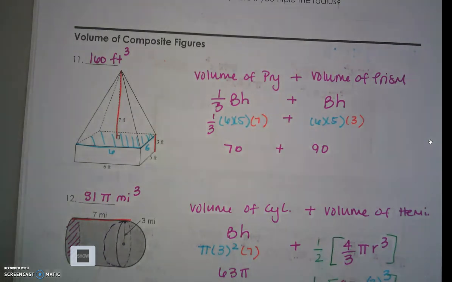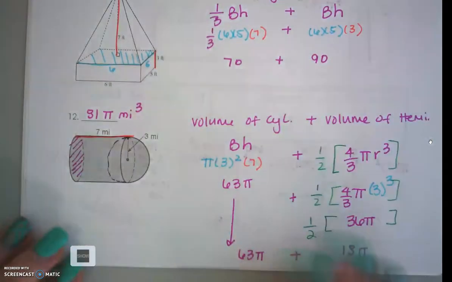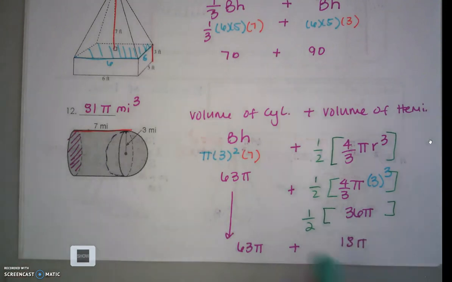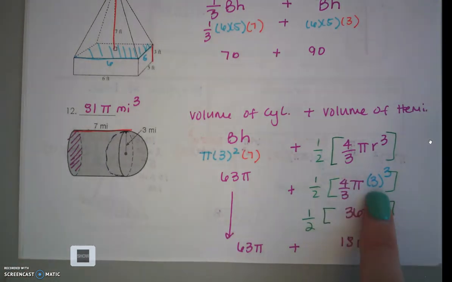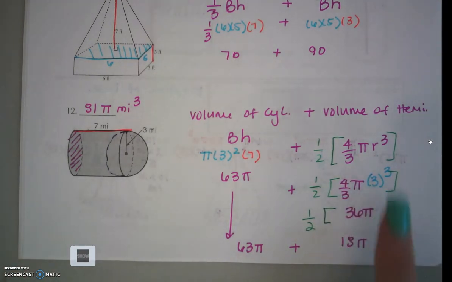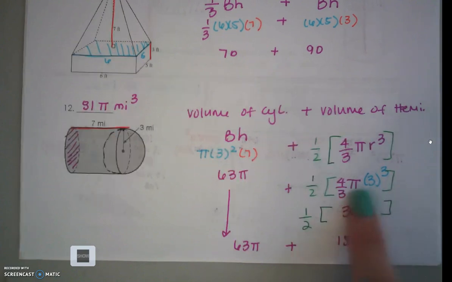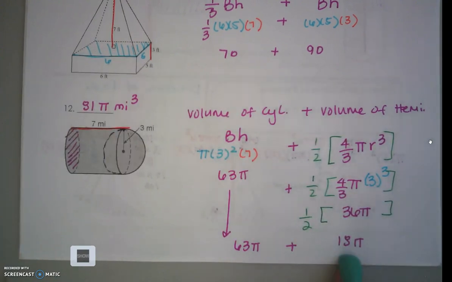And I apologize. Let's look at the notes down here at the bottom. As a recap, I substituted in my radius, found the volume of my sphere, and then took half of it. The composite is adding these two together to get 81 pi miles cubed.